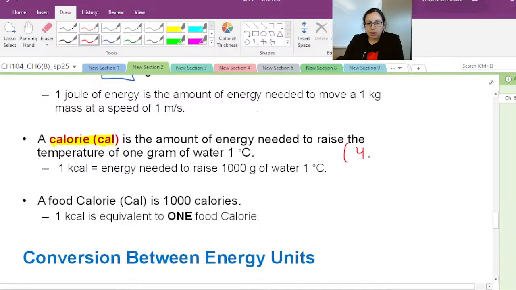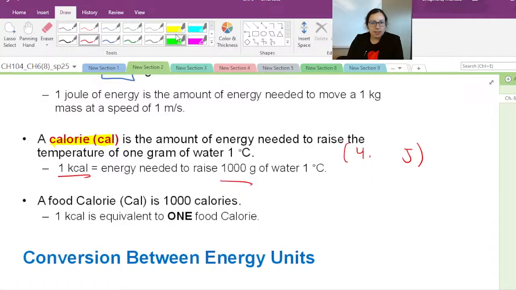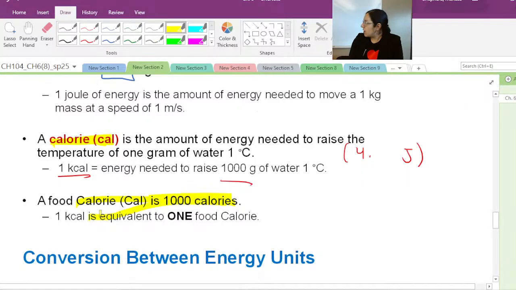And now I forgot what it is in joules. It's like 4 point something joules. And notice that 1 kcal is the energy needed to raise 1,000 grams of water 1 degree Celsius. And that is a food calorie. So that's a lot of energy in your food, but now you can also understand how they quantify that.